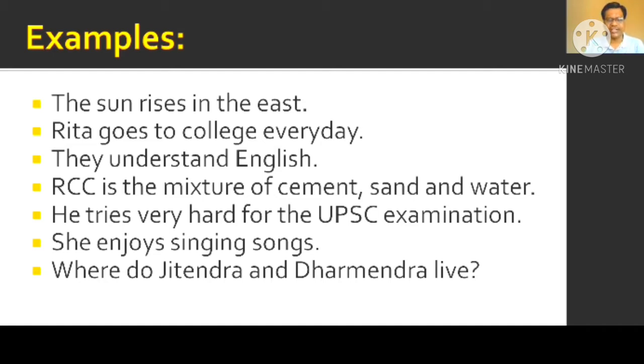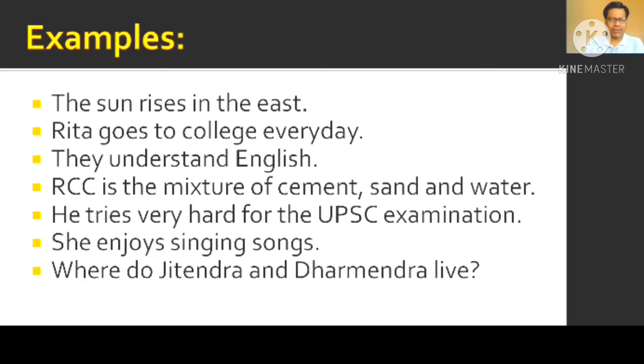Now you look at the second sentence. Rita goes to college every day. Rita is the proper noun, the name of a girl, the name of a student. And what kind of action is she doing every day without fail? That she goes to college every day.